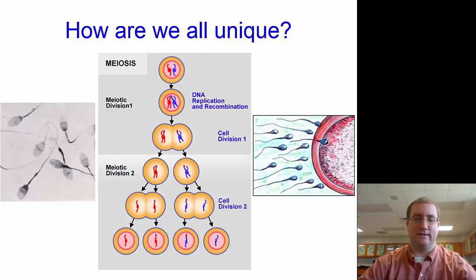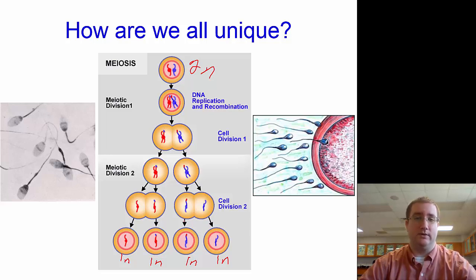Welcome back, everybody. In this second part dealing with meiosis, we're more specifically dealing with how we actually are unique. In the previous video, we discussed how meiosis takes a diploid cell and creates 4 haploid cells at the end. But one of the things that's different about meiosis compared to mitosis is that each one of these cells that are produced is actually unique.